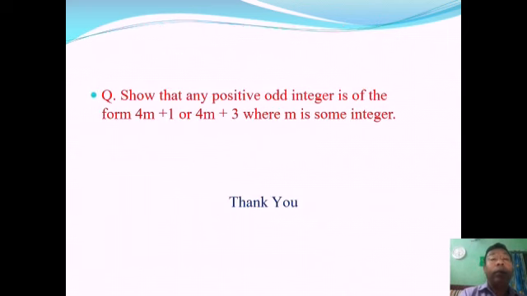For your homework, I am giving one question: show that any positive odd integer is of the form 4m plus 1 or 4m plus 3, where m is some integer. I hope everyone will understand the Euclid division lemma. Thank you very much.